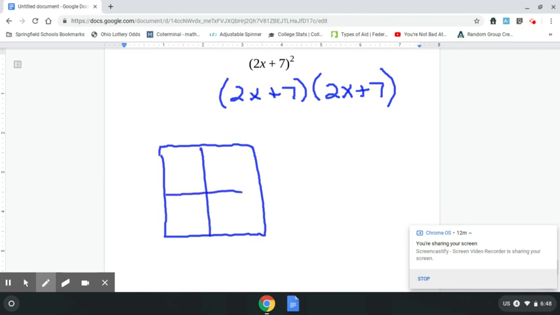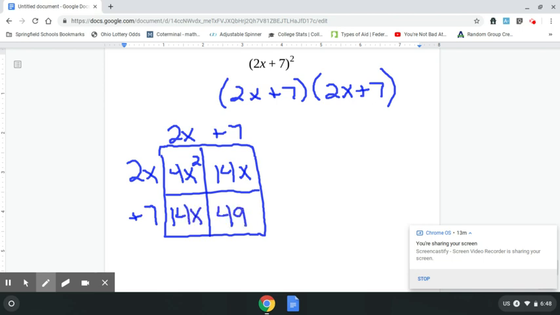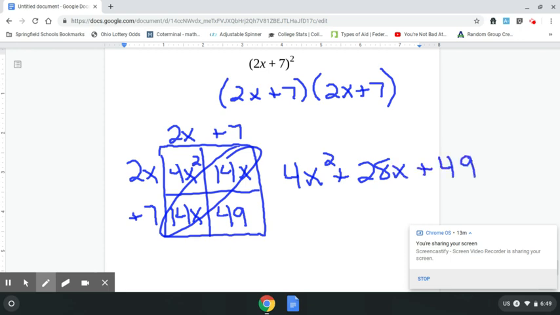Now, you might be thinking, well, this is like the last one, where 2x plus 7 has the same terms inside the parentheses. But this is different from the last one because these signs are the same. So the middle term is not going to cancel out here. You've got 2x and positive 7. You've got 2x and positive 7. Multiply here. 2 times 2 is 4. X times x is x squared. 2x times 7 is 14x. 2x times 7 is 14x. And 7 times 7 is 49. Write this in standard form. 4x squared goes first. I've got like terms here. 14x plus 14x is 28x. And then plus 49 for my final answer.